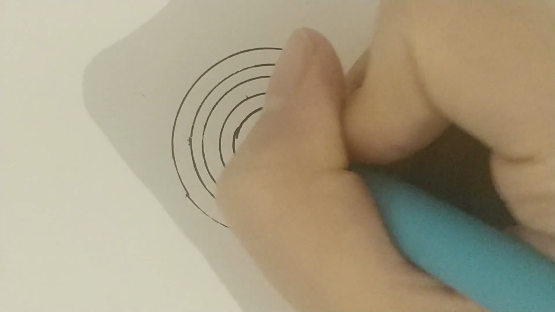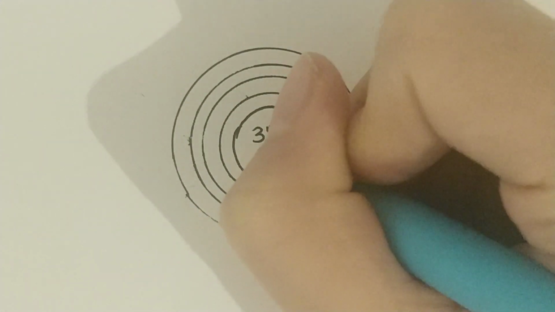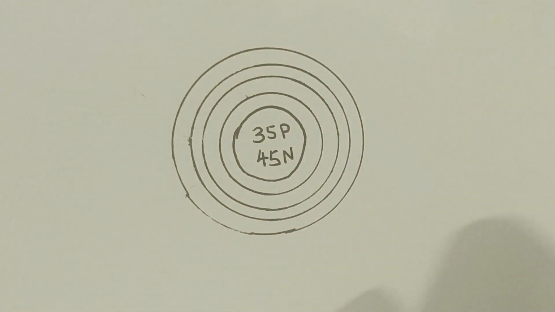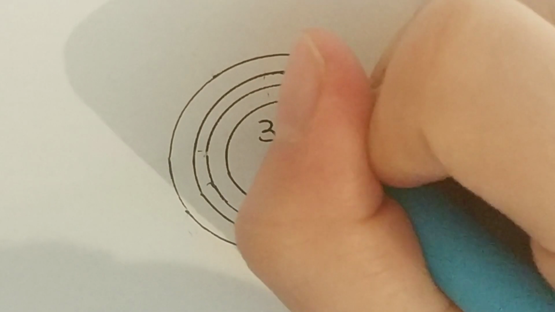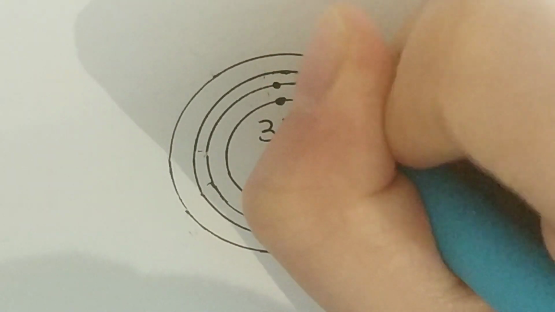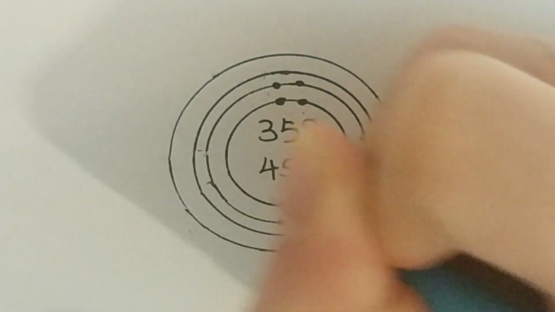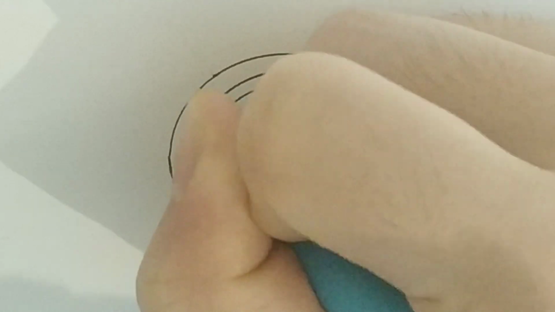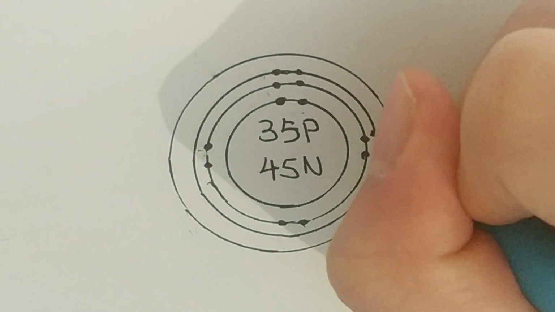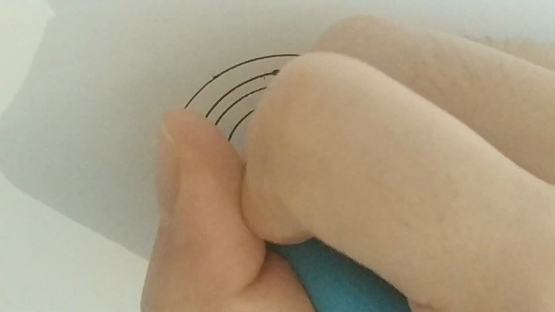As calculated before, we have 35 protons and 45 neutrons. We represent them using P and N inside of the nucleus. We know that the first electron shell can hold up to 2 electrons, so we draw 2 electrons in the first electron shell. And then we move on to the second electron shell with a maximum of 8 electrons, and then the third electron shell, also with a maximum of 8 electrons.